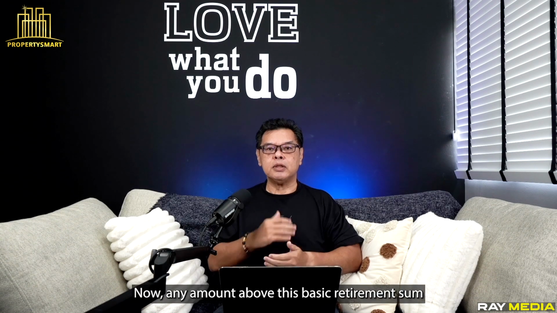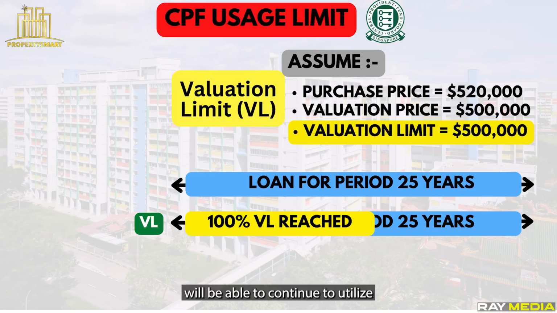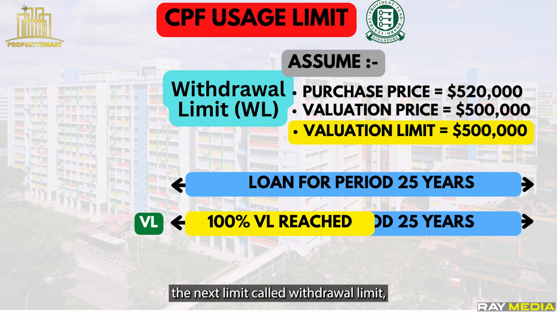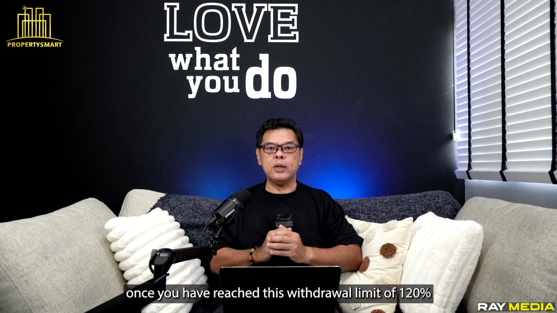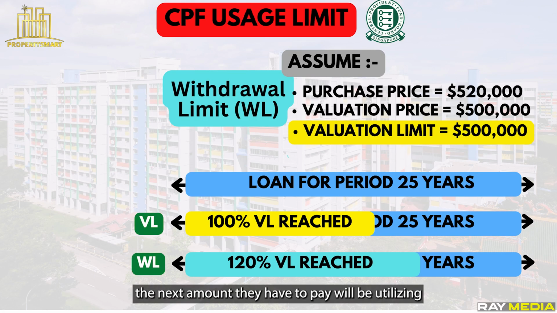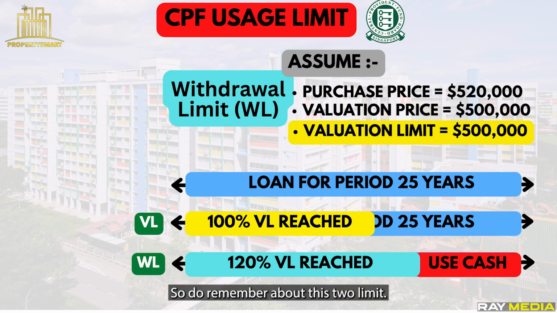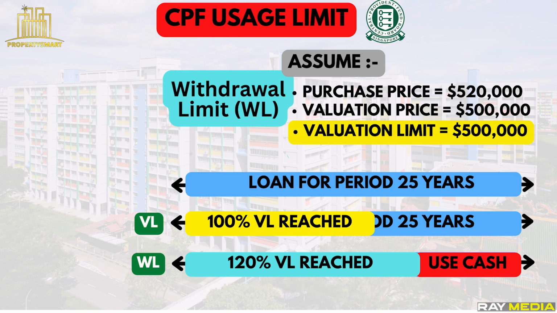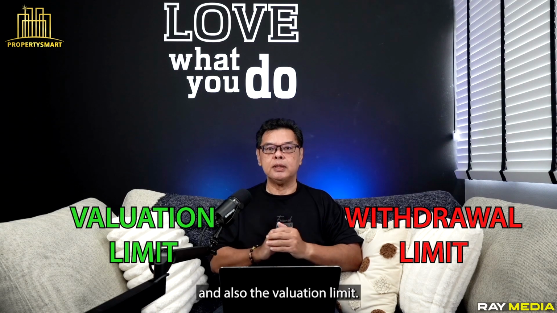Now, any amount above this basic retirement sum will be able to continue to be utilized up to the next limit called the withdrawal limit, which is an additional 20%. Once you have reached this withdrawal limit of 120%, the next amount that you have to pay will be in cash only. So do remember these two limits, the withdrawal limit and the valuation limit.